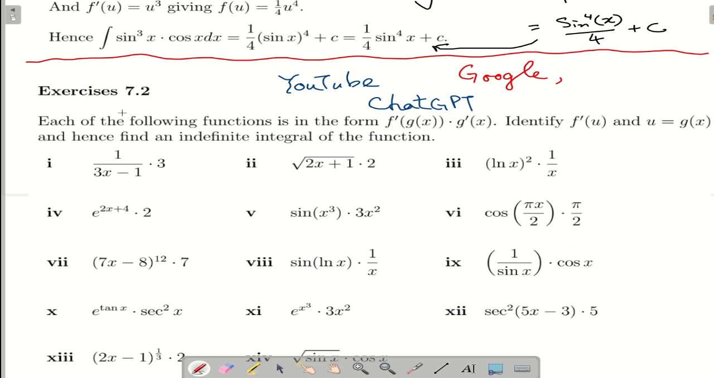In here for the exercise 7.2, I have some exercises for you, and you can do the exercises by yourself and check the answer on YouTube, Google, or even ChatGPT.